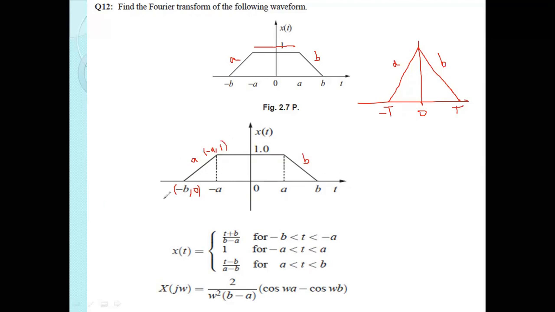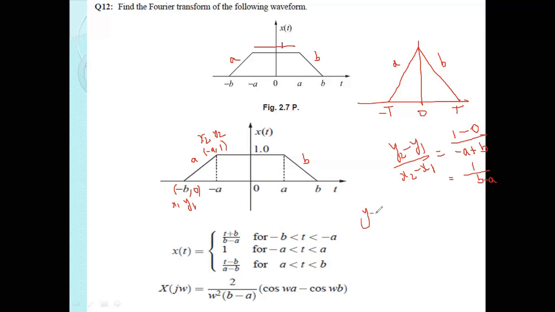So using these two points, x1, y1, x2, y2, what is the slope here? y2 minus y1 by x2 minus x1. What is y2? y2 is 1 minus y1 which is 0, whole divided by x2 minus x1. x1 is minus b, already the minus is there, so it's a plus. That is equal to 1 by b minus a, which is the slope.